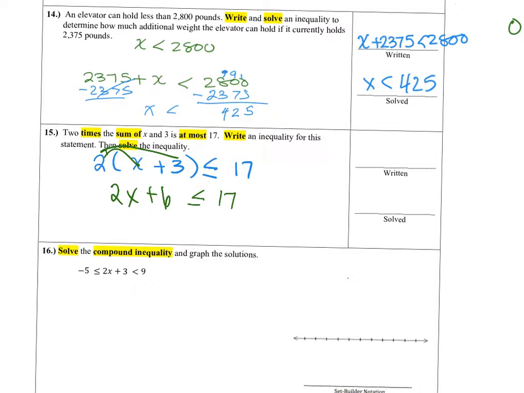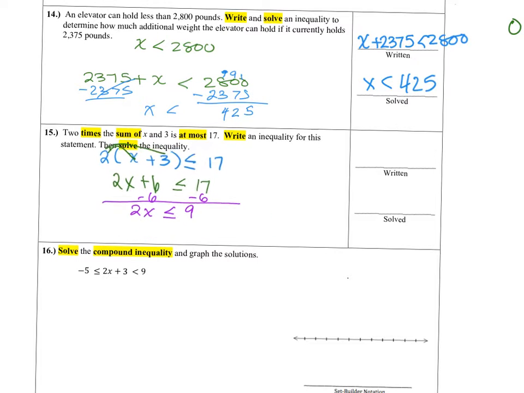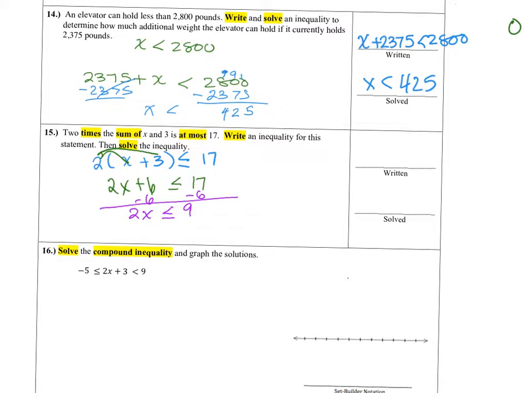Then you do minus 6 from 17. And then it's 2x is less than or equal to 9. And then you divide by 2. Then it's 9 over 2. X is less than or equal to 9/2.